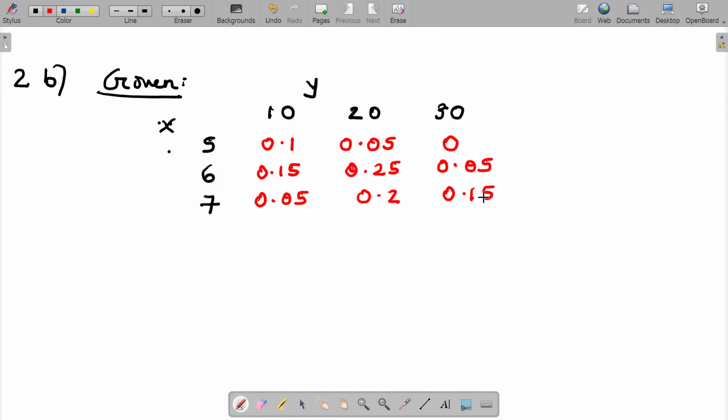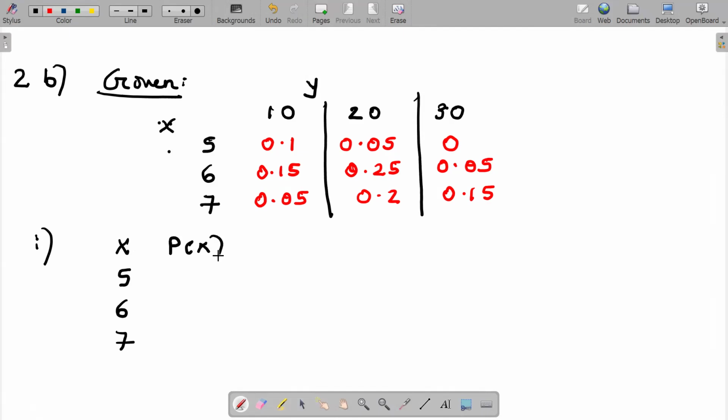Okay, so this is my joint probability distribution table given to us in the question. Now, first thing, the question asks us to find expected value of x. For that, I need the values taken by x and I need the marginal PDF. That means values taken by x are 5, 6, and 7. And I find the P of x.